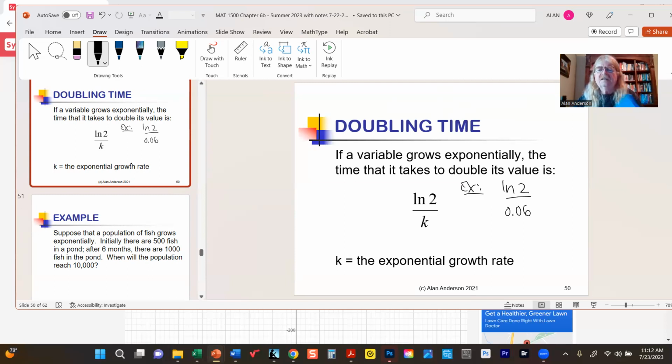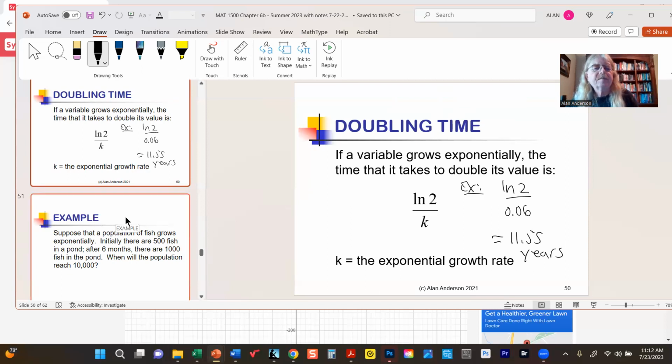Okay, hold on one second. According to this, it's about 11 and a half years to double your money, right? So very handy little formula to have around. I think you'll agree. And again, even if you only have daily compounding, you're close enough that that's going to give you a good approximation.